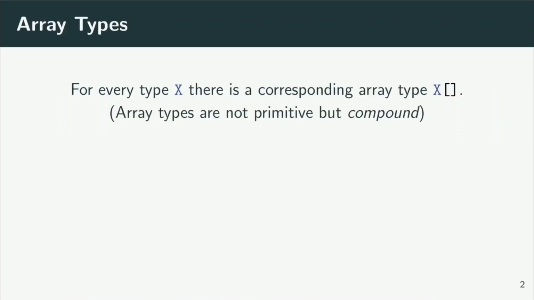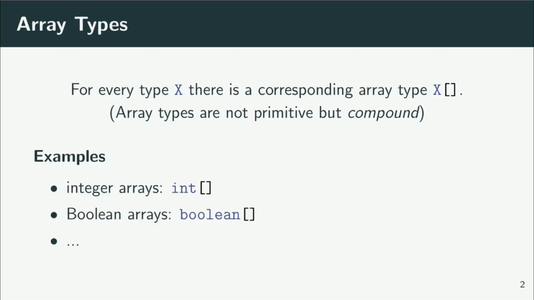There's an array type for any type that is already declared. For example, if you have a type called x, then there is a corresponding array type x followed by square brackets. This means that arrays are not primitive but compound, meaning they are structured and they make no sense on their own. They have to consist of other already defined types. Examples are integer types, just as we've seen just before, or Boolean types. You would write Boolean followed by square brackets, and so on.